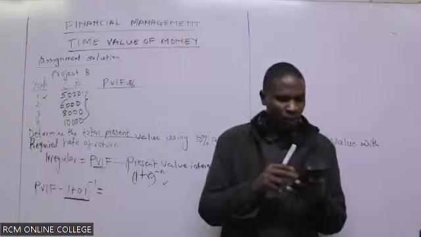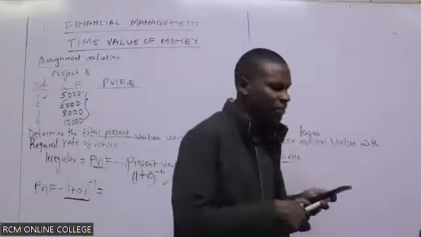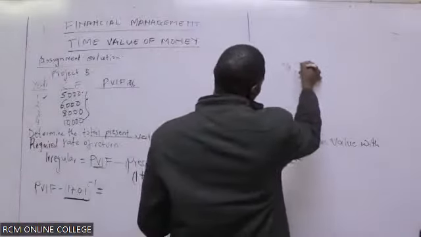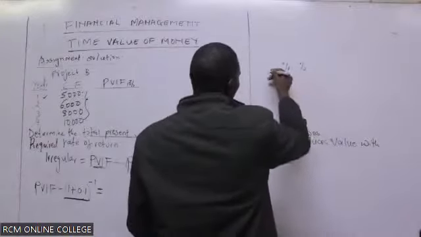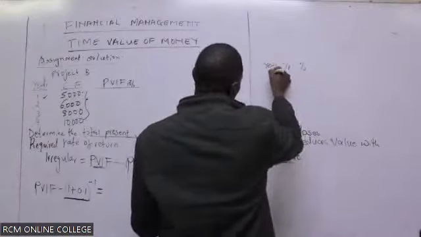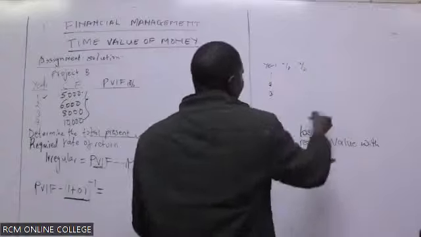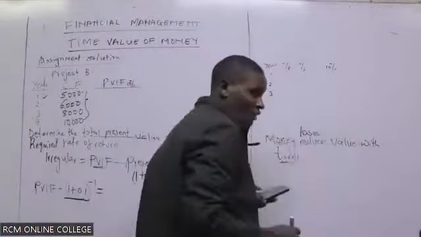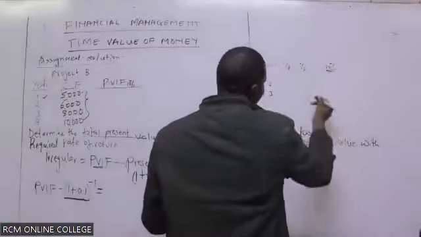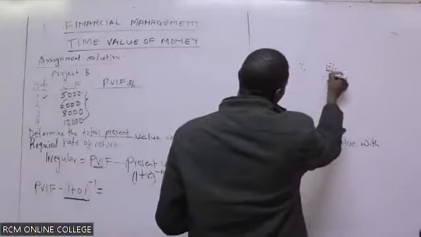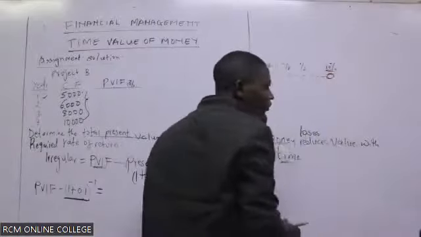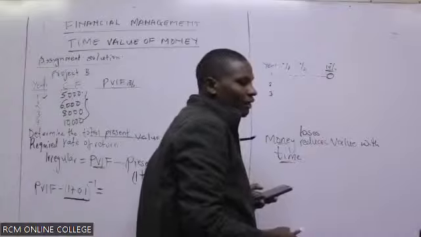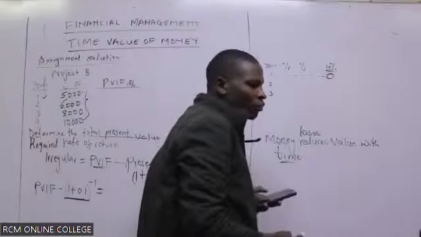So for the table, you just look. You see, we are having rows and columns. We are having percentages in the row, and then we are having years downward, 1, 2, 3. So our percentage is 10%. You go where we have 10%, and then where we have year 1, where they intersect, you read that value. So you say it is 0.9091. I'm waiting for a person.